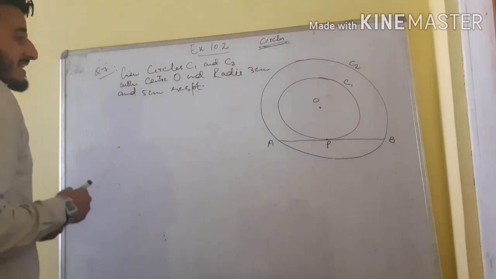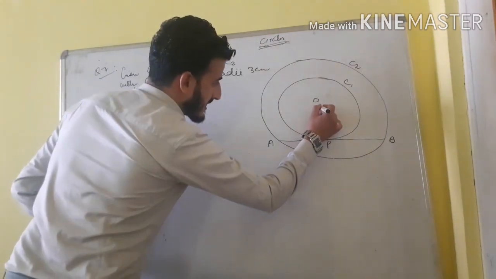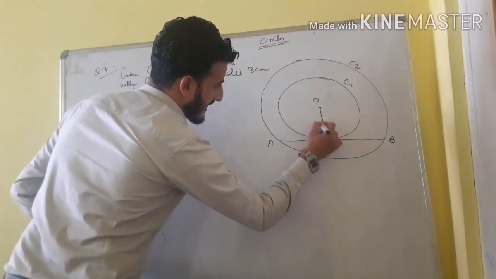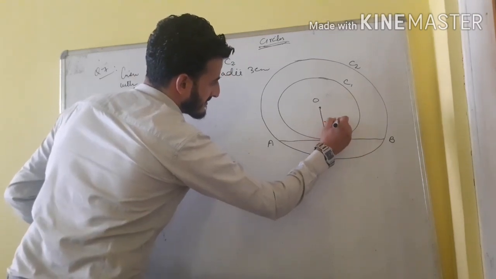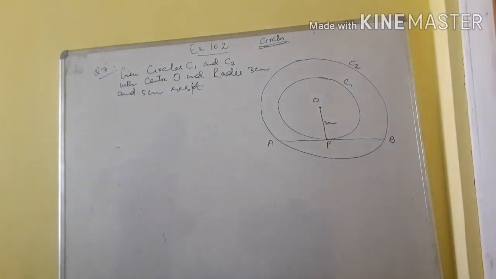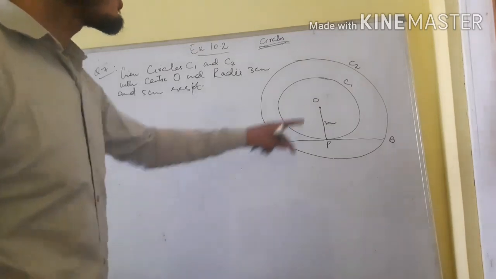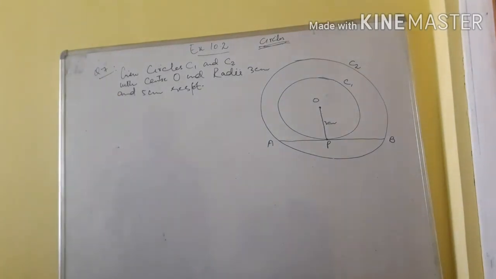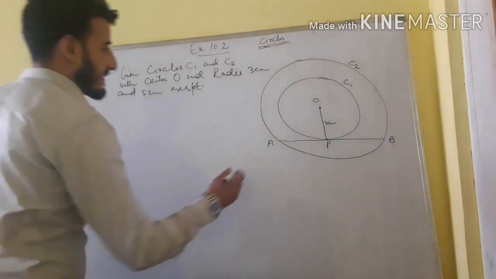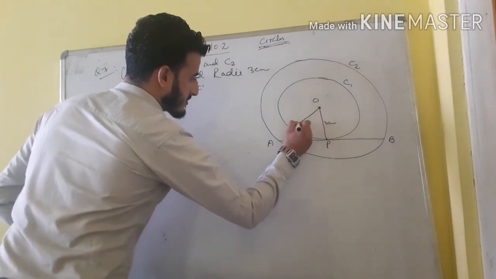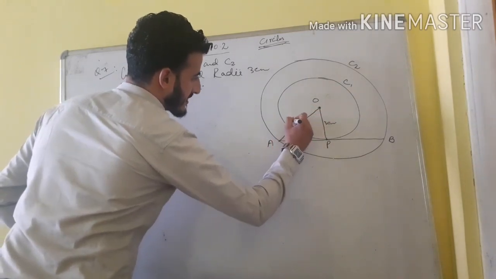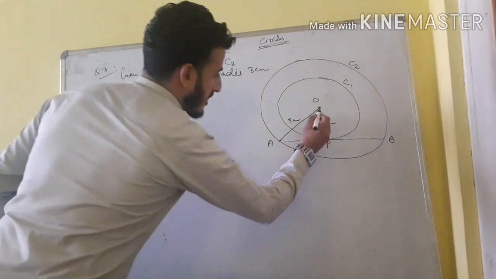So what is given here? It is given that it is of radius 3 centimeter. Can I say OP is equal to 3 centimeter here? Yes, it is, because it is the radius of the smaller circle. And second thing is given as the radius of the bigger circle is 5 centimeter. From the center to this point, it is of 5 centimeter. In the similar way, we can join this as well.